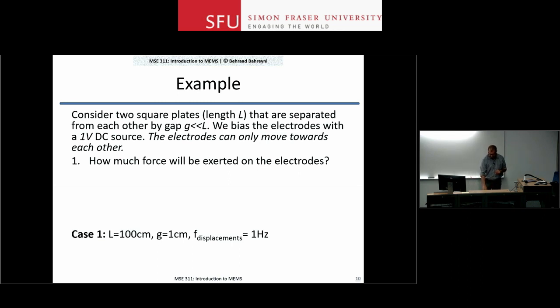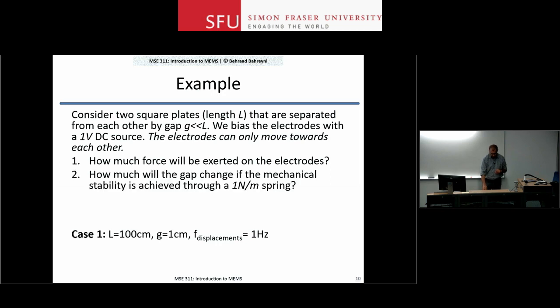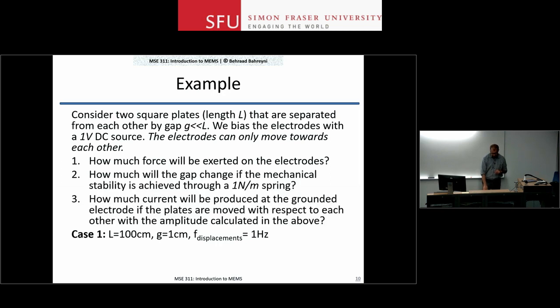I think this is an exercise for you. You can try it at home and go through these calculations. We already have done the calculation for the force, for given voltage and current. The question here is how much will the gap change if we have a restoring spring constant of 1 newton per meter. So maybe we can quickly try to solve that.